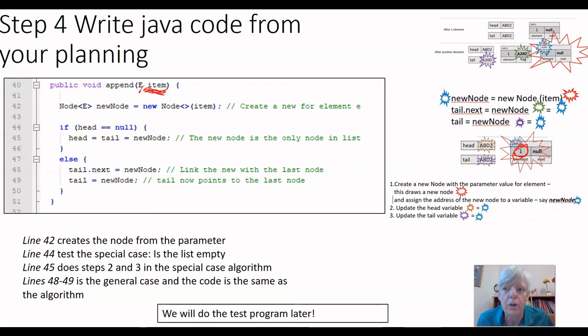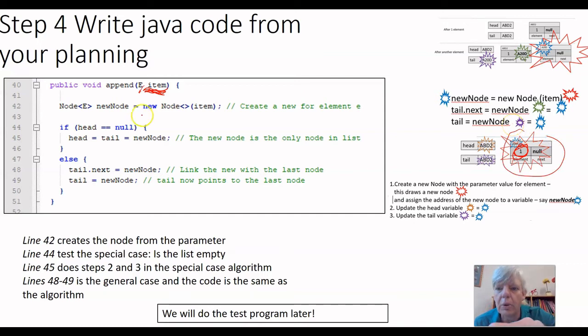Nothing. Therefore, the void. Line 40, public, because we want other classes to use this method of our linked list. Void, append returns nothing. It just does a job. Append, the name of the method. E, the type of the parameter, meaning any type. And item, the name of the parameter. Now the first step is the red star. That is to create a new node.